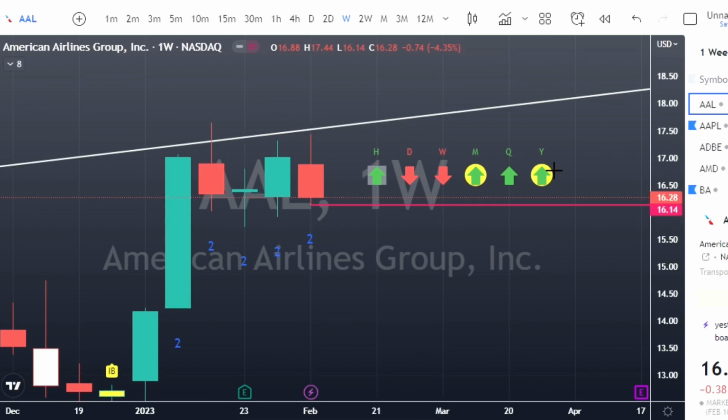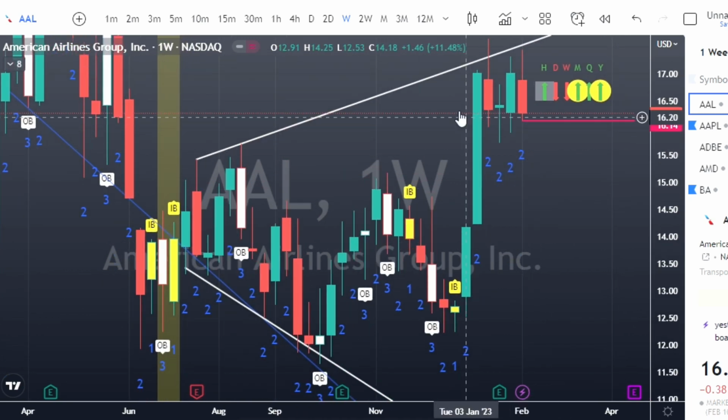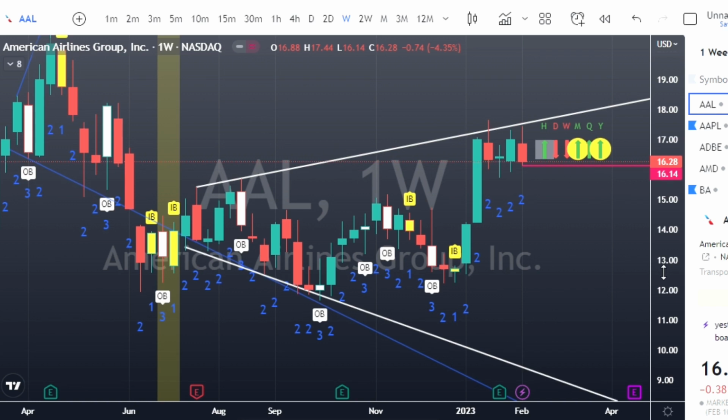We're going to go through American Airlines. On the week, American Airlines has a 2-up that finished red. And we also are trading at the top of a broadening formation. If I zoom out, you can see we've drawn the higher highs and the higher highs, and we've tagged that now. We're looking to trend based on what a broadening formation does and says. We're looking to trend back down.